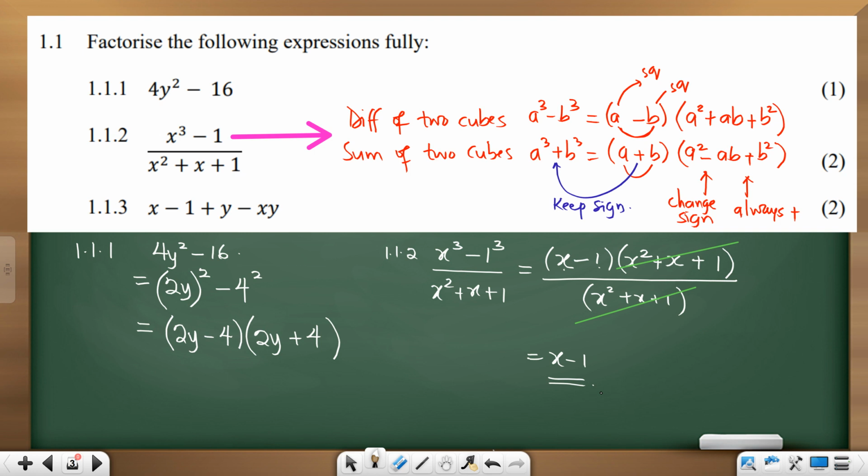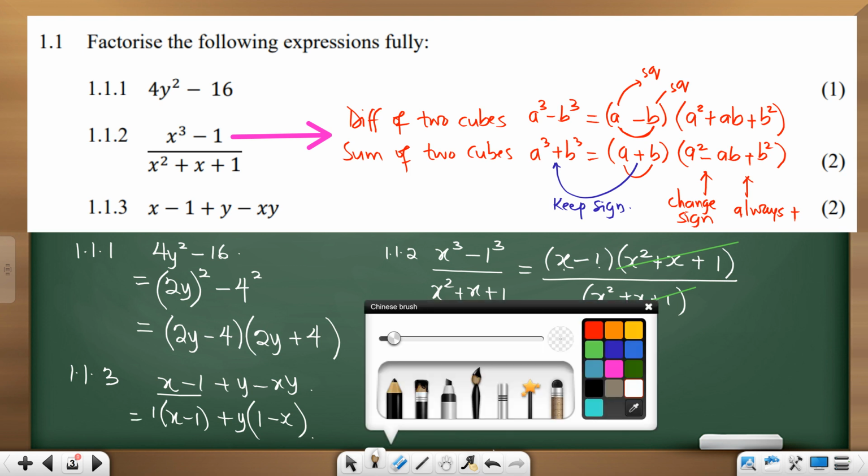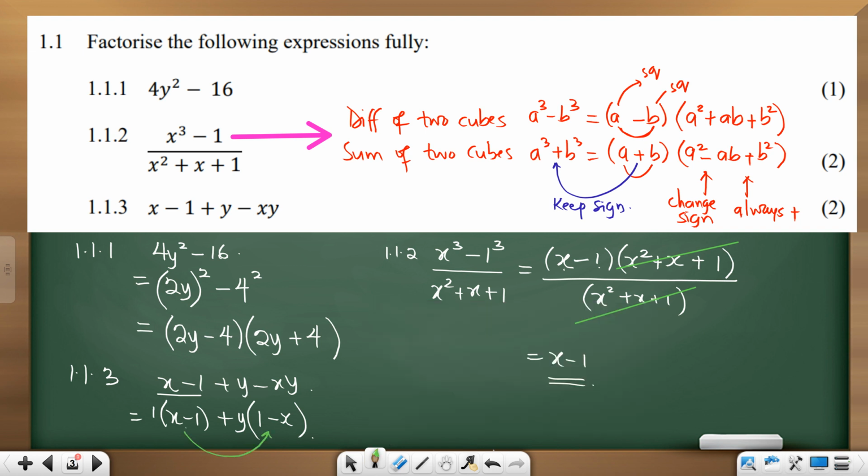All right, 1.1.3. Let's squeeze it here. It's a quadnomial. Nothing seems to be common here except for 1. Okay, so 1 into bracket x minus 1 plus, what's common here? It is y. Interesting. What are we going to have? 1 minus x. Ooh, check something here. I have x minus 1 in one bracket, and I have 1 minus x. Once you see that, don't forget, we can always apply what you call what? Sign change.